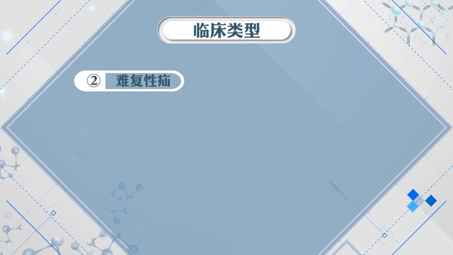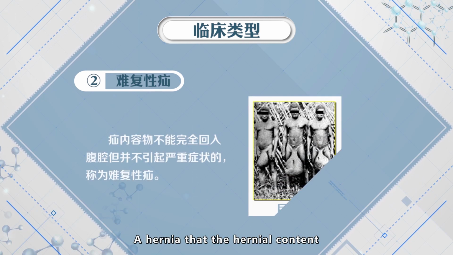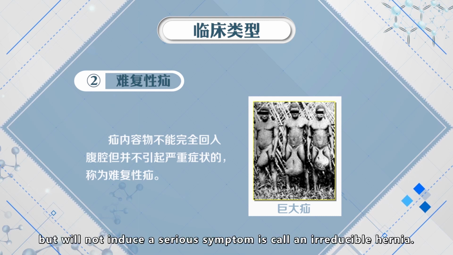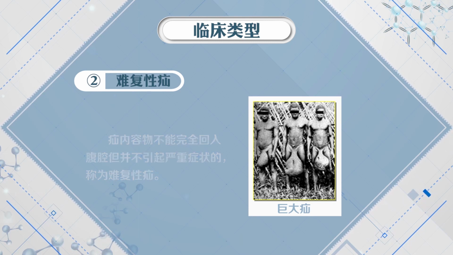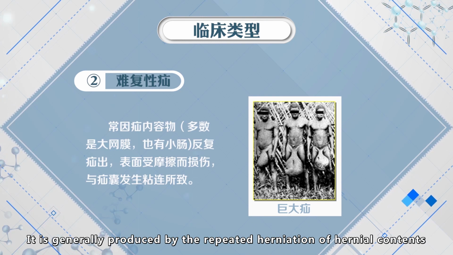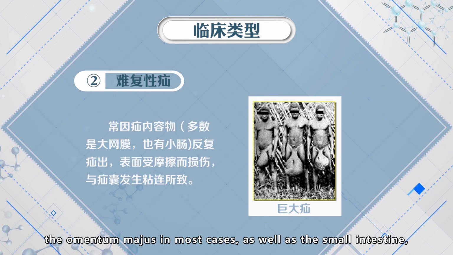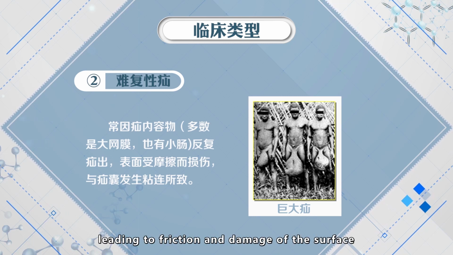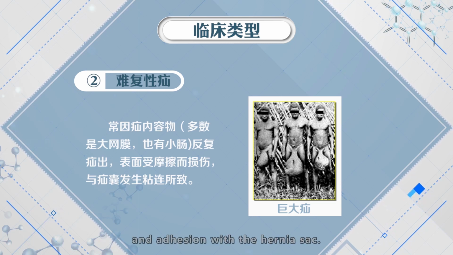Irreducible hernia. A hernia whose contents can't completely reduce into the abdominal cavity, but will not induce serious symptoms, is called an irreducible hernia. It is generally produced by the repeated herniation of hernia contents, the omentum in most cases, as well as the small intestine, leading to friction and damage of the surface and adhesion with the hernia sac.